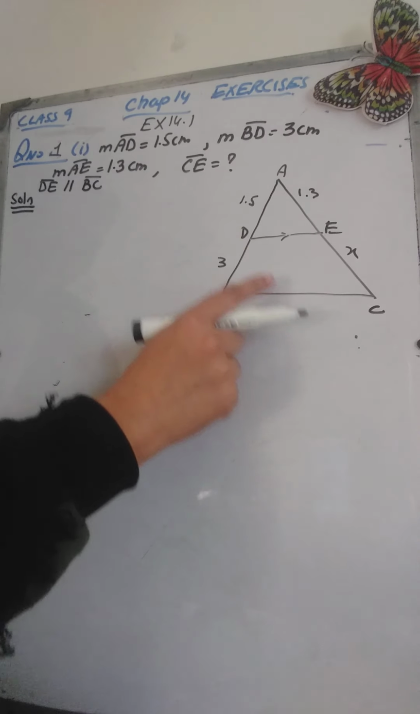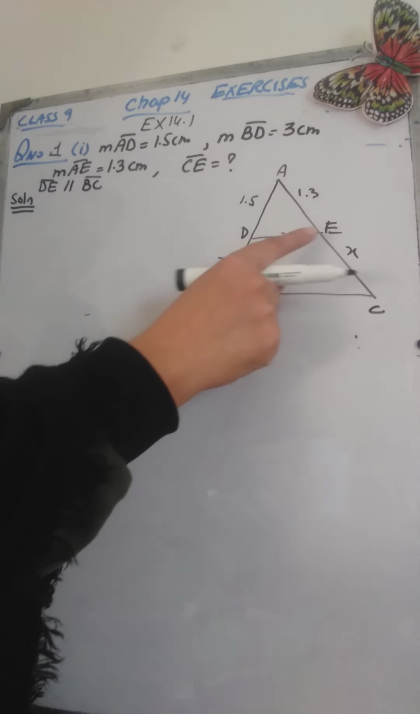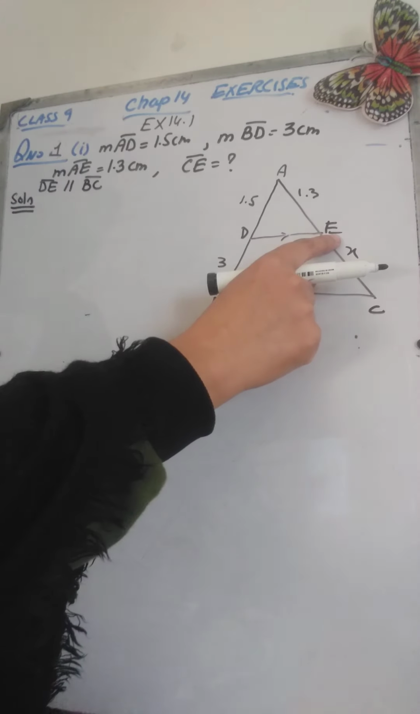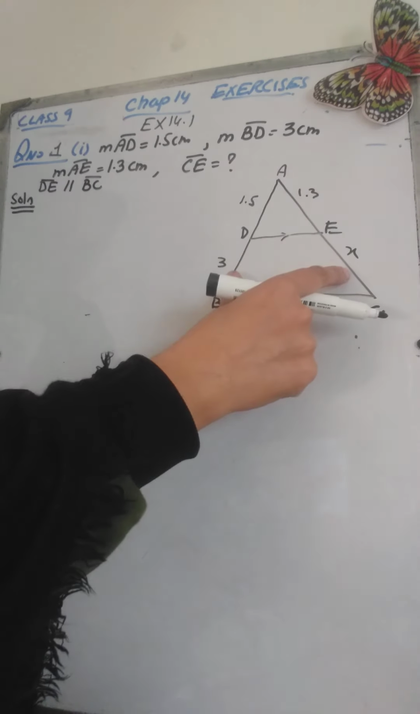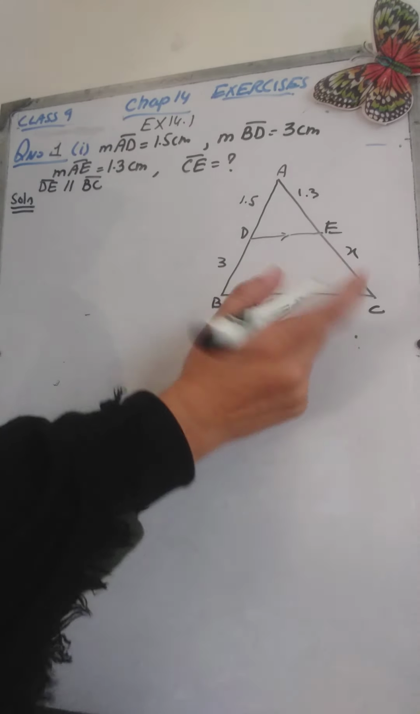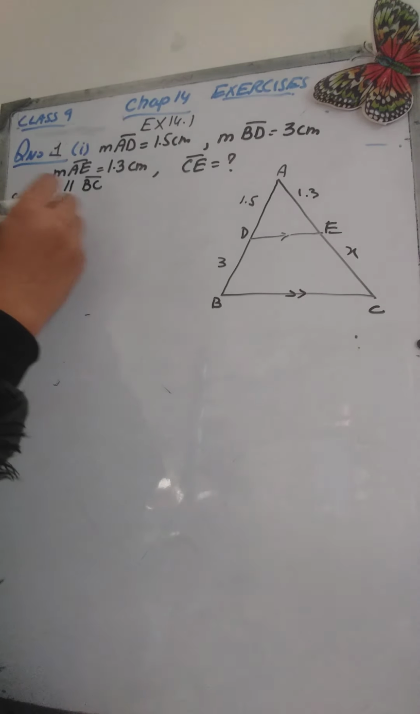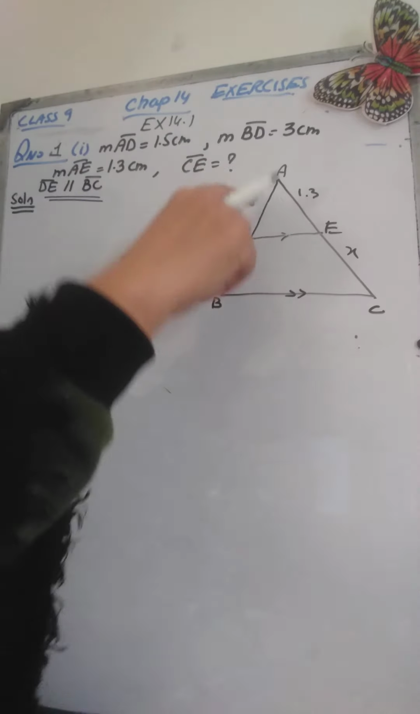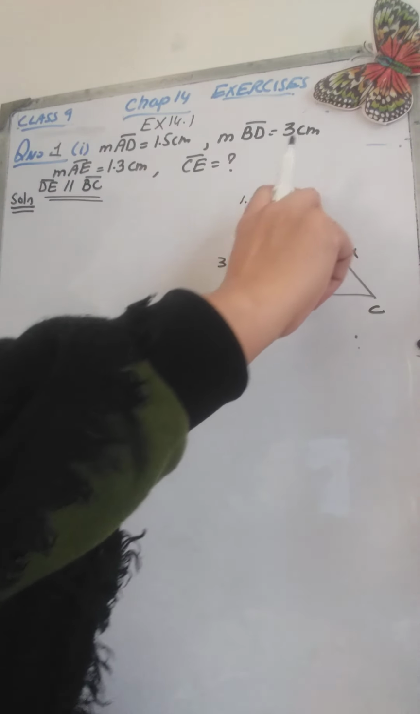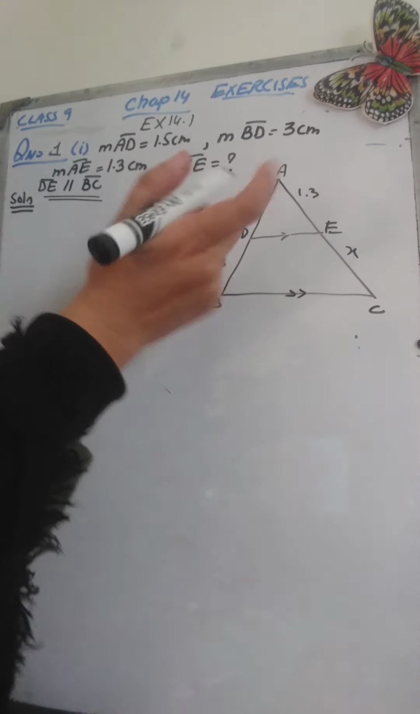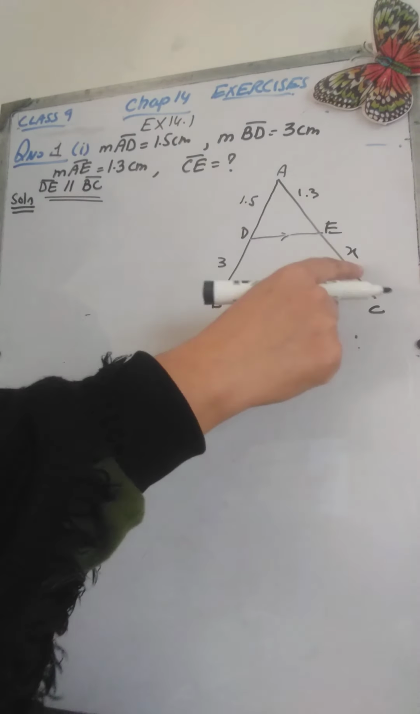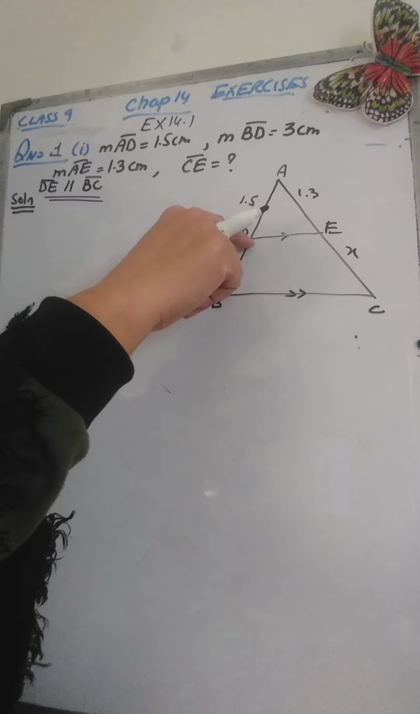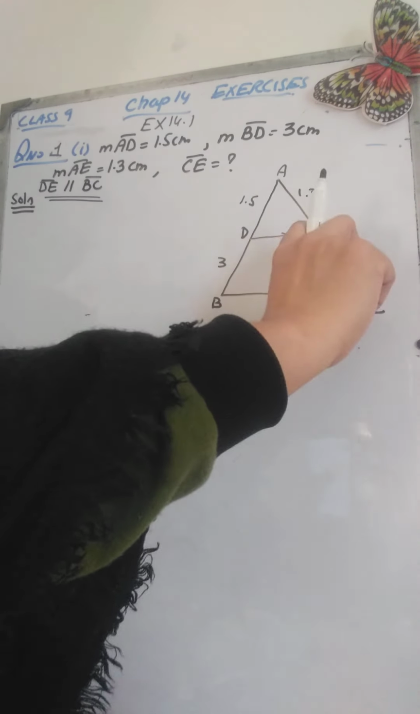BC. Now from the first theorem in this chapter we had studied that whenever you have a line DE that is intersecting two sides of a triangle and it is parallel to the third side, as it is given in the question, then this line intersects these two sides proportionally. Proportionally means it cuts these two sides in such a way that the ratio of these two segments is equal to the ratio of these two segments.